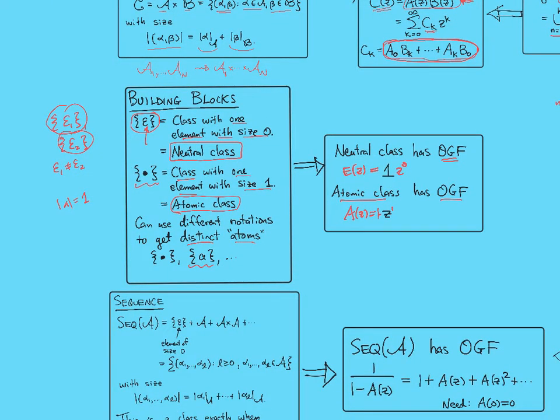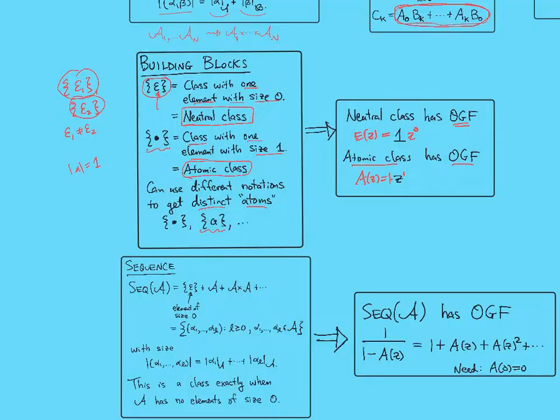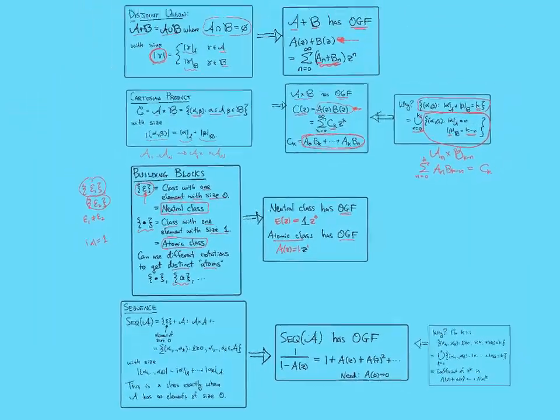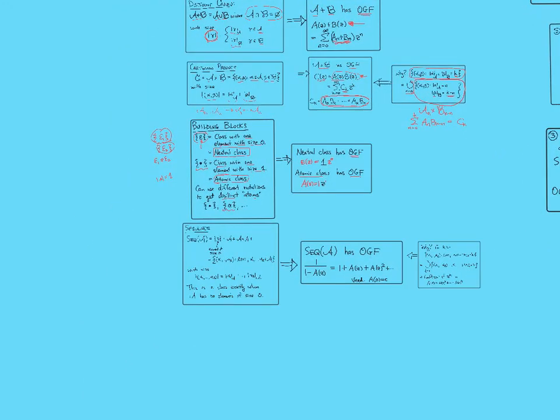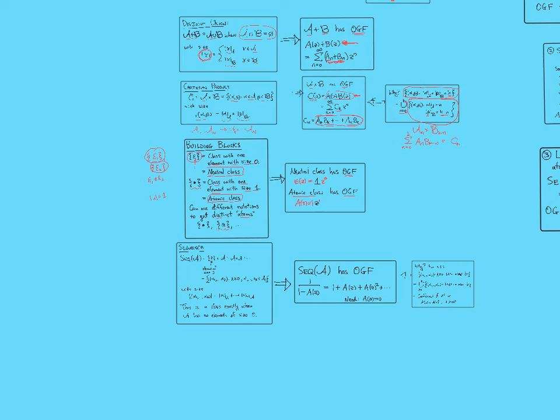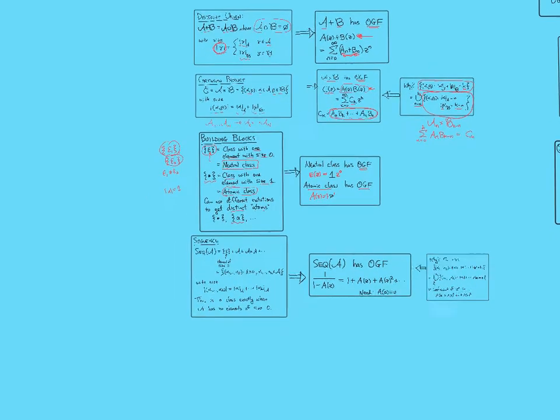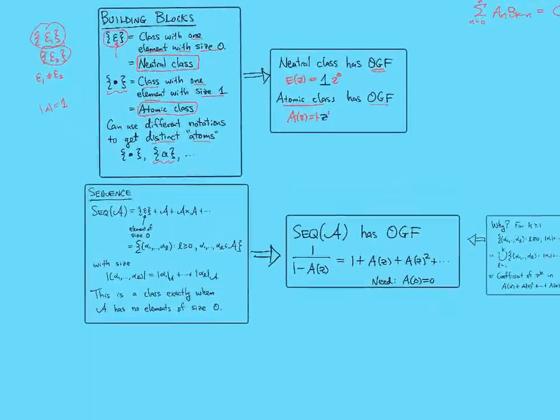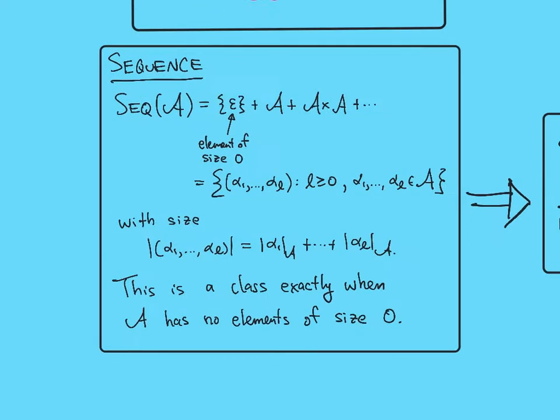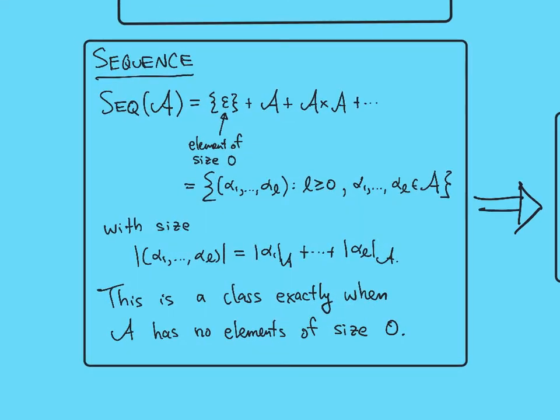Okay, so now we'll get to examples in a moment. I'm not sure if we can say anything too interesting just with disjoint union, Cartesian product and these building blocks. One of the most useful constructions is a little more complicated, and it's the sequence construction. So we'll be given a combinatorial class A, and we want to form all sequences of things in A.